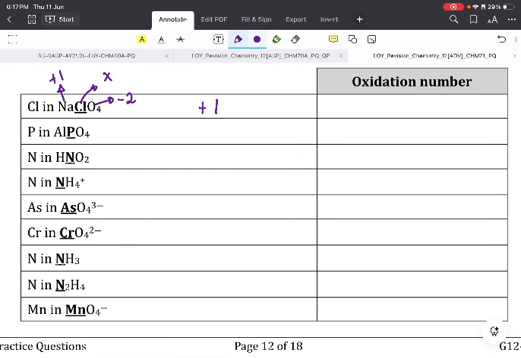So we're gonna use this equation. +1 plus X plus I have 4 oxygen. Each one is -2 oxidation number. Now the overall charge of this compound is neutral. You see, in NaClO4, there's nothing written over here, a plus or a minus. So you're gonna say equal to 0.